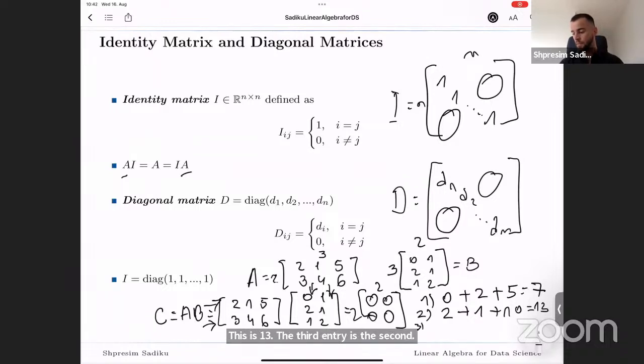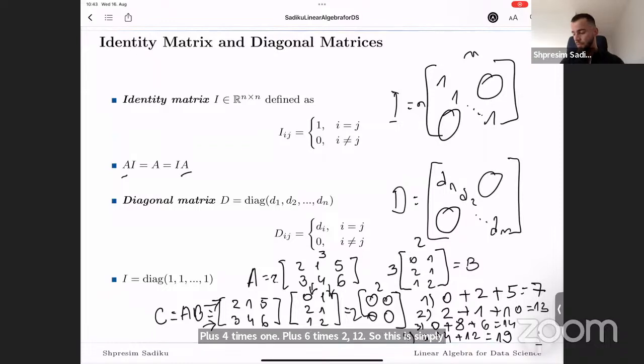The third entry is the second row of A times the first column of B. This is 3 times 0, 0, plus 4 times 2, 8, plus 6 times 1, 6. This is 14. And the fourth entry is the second row of A times the second column of B. So this would be 3 times 1, 3, plus 4 times 1, 4, plus 6 times 2, 12. So this is simply 19.